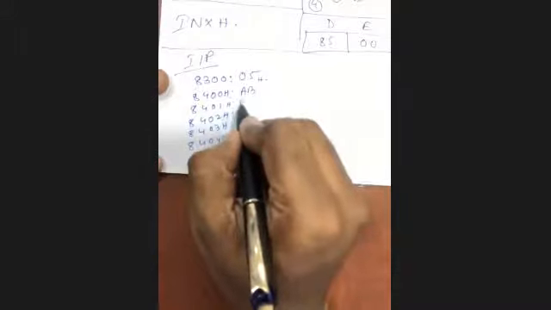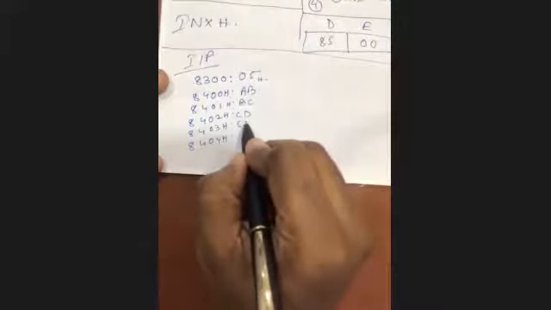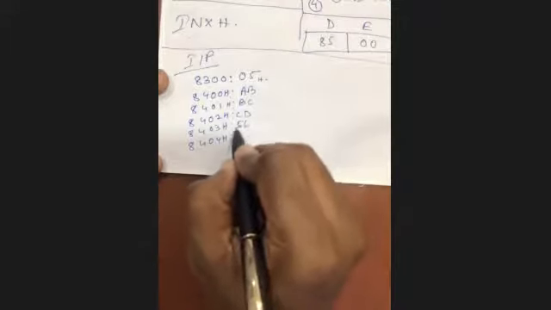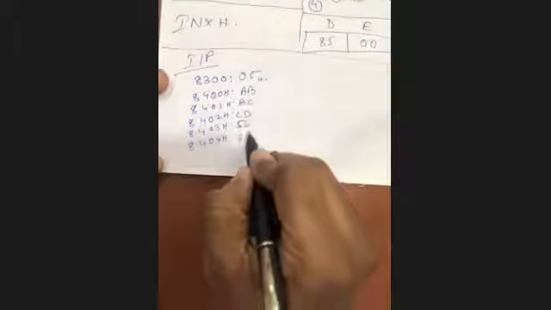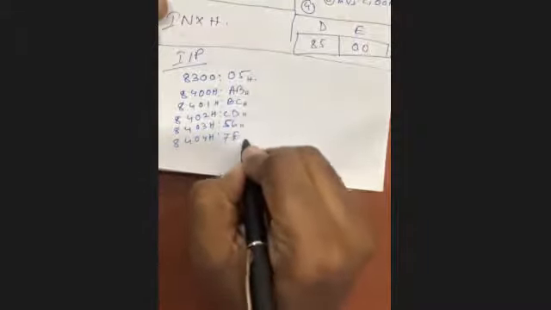Five data, say AB, BC, CD, 56, and 7E. Okay, these are the data. Why am I writing H? Because those are in hexadecimal. All are hexadecimal numbers, right?